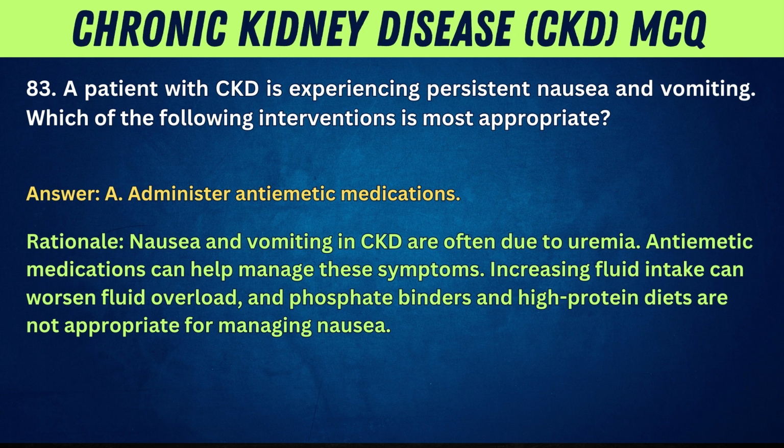Rationale: nausea and vomiting in CKD are often due to uremia. Antiemetic medications can help manage these symptoms. Increasing fluid intake can worsen fluid overload, and phosphate binders and high-protein diets are not appropriate for managing nausea.